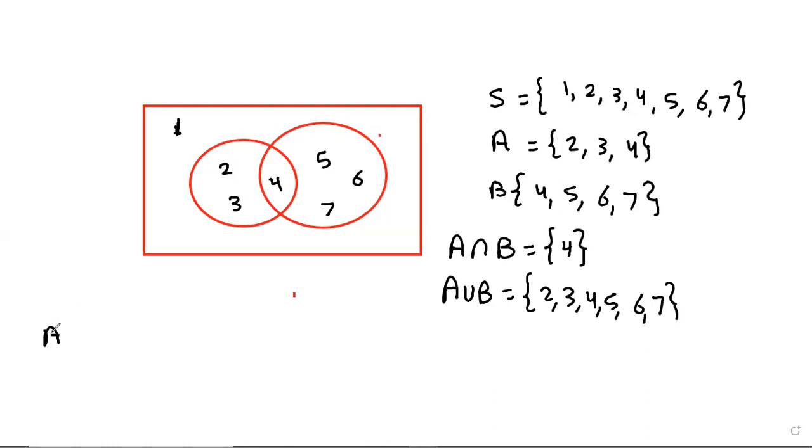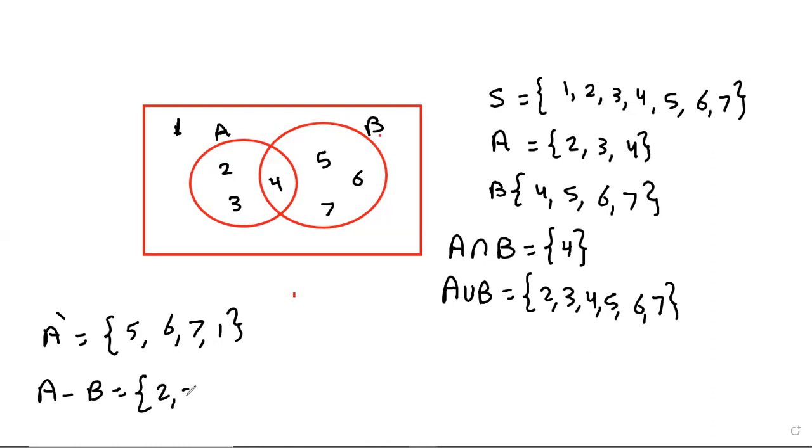What is A dash? Do you know what is A dash? Just write. Here is A. I didn't write it. And here is B. What is A dash? You will just write all numbers outside A. It's 5, 6, 7, and 1. Now I know it's easy to find all these relations. What about A difference B? A difference B is 2 and 3.